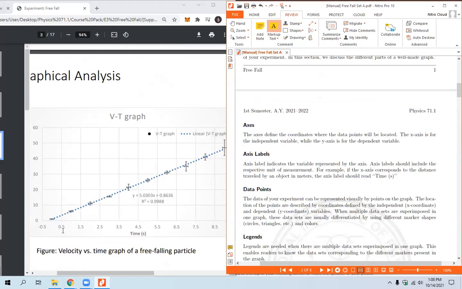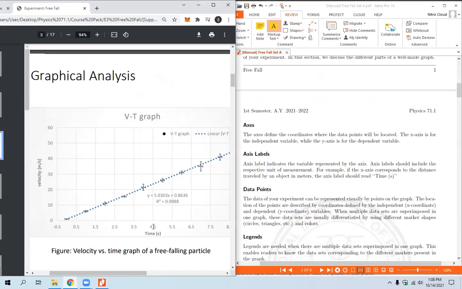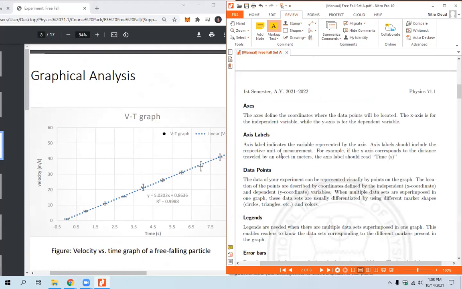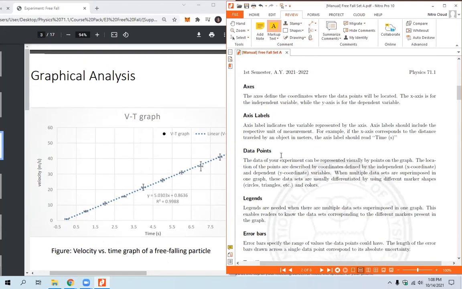Basically, ito lang kung saan nakalagay ang bawat data point ninyo. So you have a horizontal axis, an x-axis, and a y-axis. Normally, ang independent variable ninyo, ang ilalagay niyo sa x-axis. While ang dependent variable nyo naman, ang nasa y-axis. So normal lang naman ito sa kahit anong graph, di ba? So let's not dwell on it too much. So let's go for more detail.